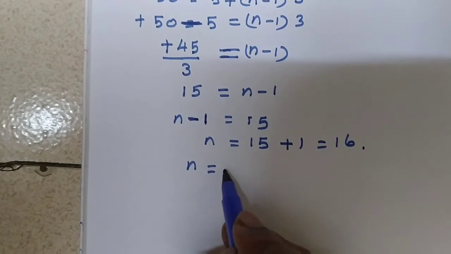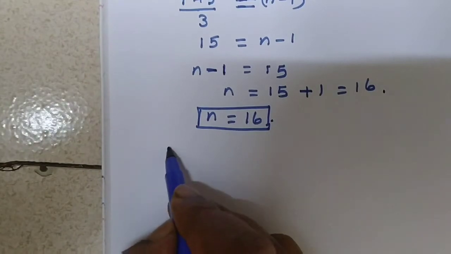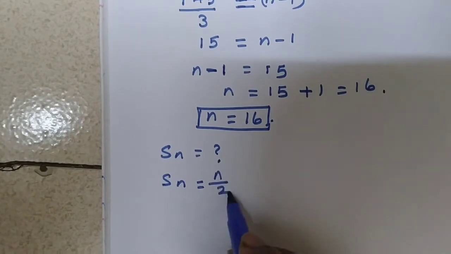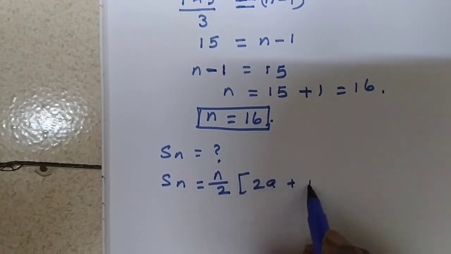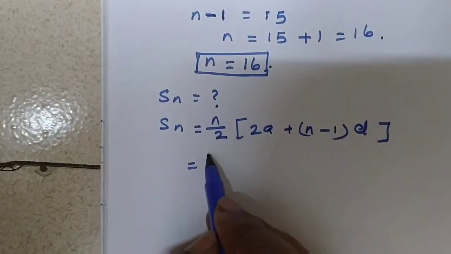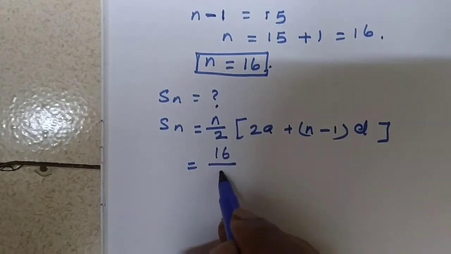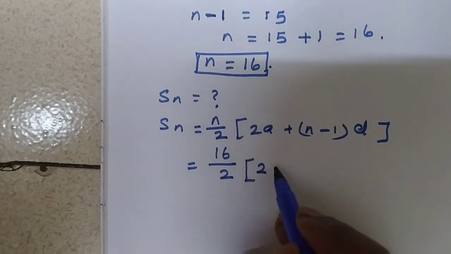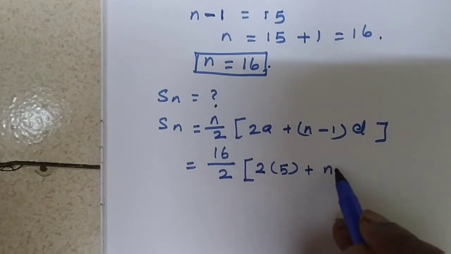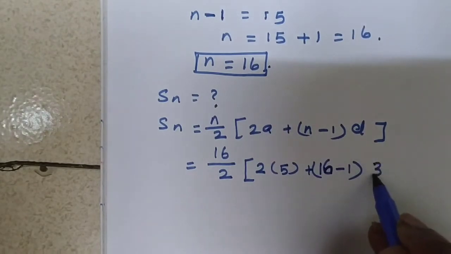Now we have calculated the value of n. Let us find the value of Sn. The formula to find Sn is n by 2 into 2a plus n minus 1 into d. The value of n we have found as 16. So 16 by 2 into 2 into the value of a, which is 5, plus n minus 1, the value of n is 16, so 16 minus 1, into the value of d, which is 3.